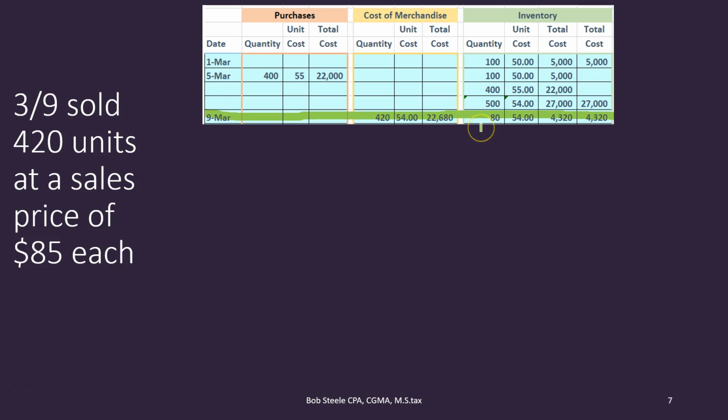Then how much do we have left in ending inventory? Well, if we had 500 units at about 54 and we sold 420 of them, then we have 80 units left. How much do those units cost? About 54. And so the 80 units times 54 is 4,320. That should be what we have in ending inventory.